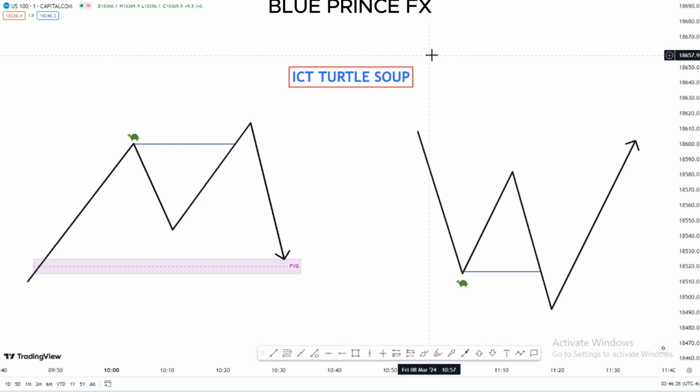Today's video is about one of ICT's most powerful and advanced strategies, which is the turtle soup. We will look at what it is, how to spot it, and how to trade it.